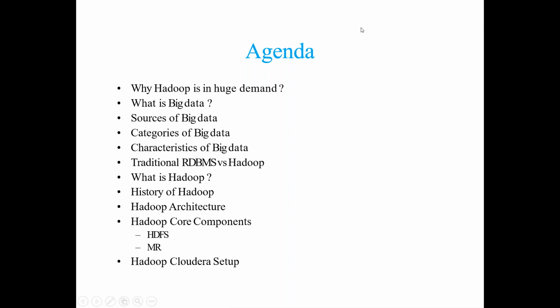So first, let's understand what the first step is. First, we'll try to understand why Hadoop is in huge demand, and we'll talk about what is big data, what are the sources of big data. Then we will talk about the categories and characteristics of big data. Then we'll make a comparison between the traditional RDBMS and Hadoop. Then we'll take one level deeper. Then we'll try to understand what is Hadoop and the history of Hadoop. Then we're going to talk about the architecture of Hadoop and the core components that are involved in Hadoop.